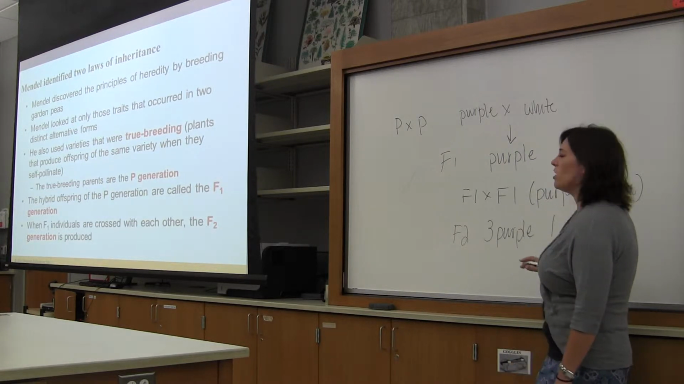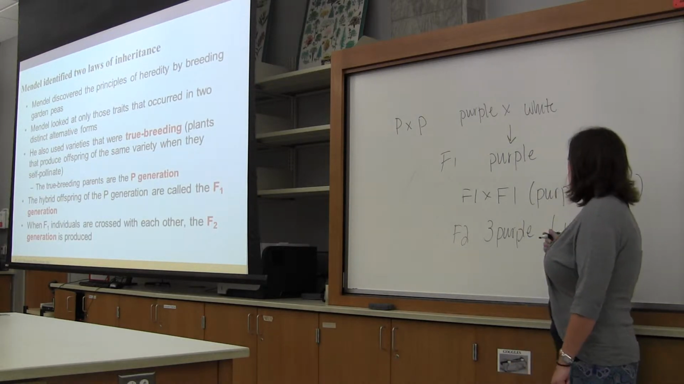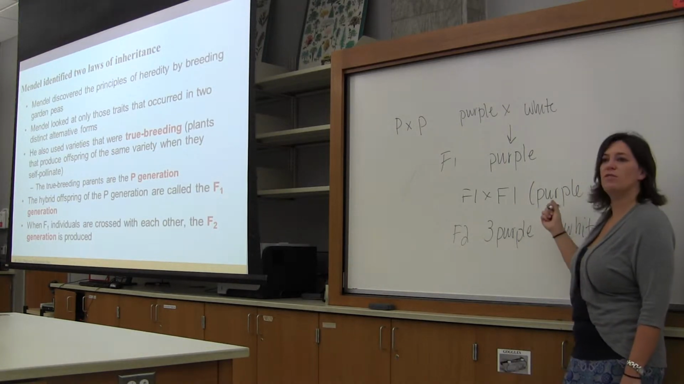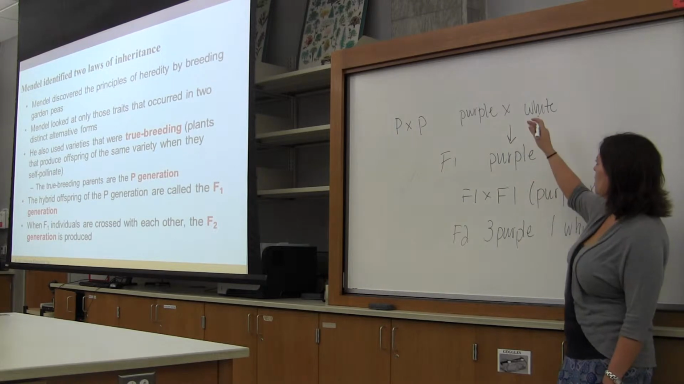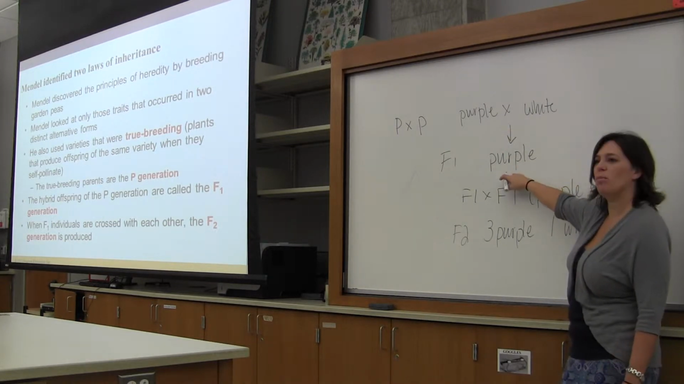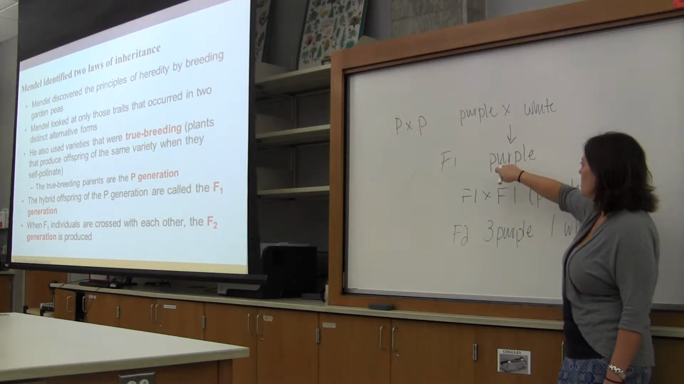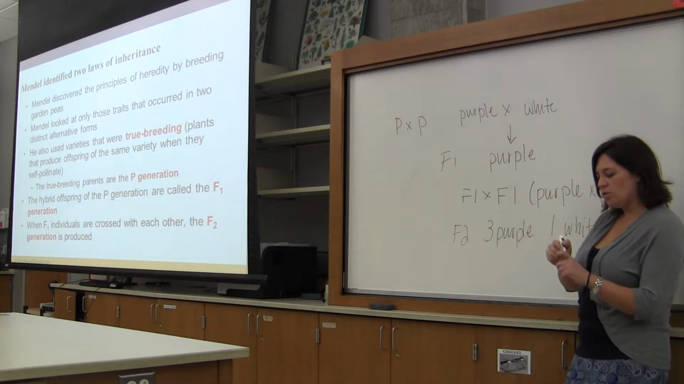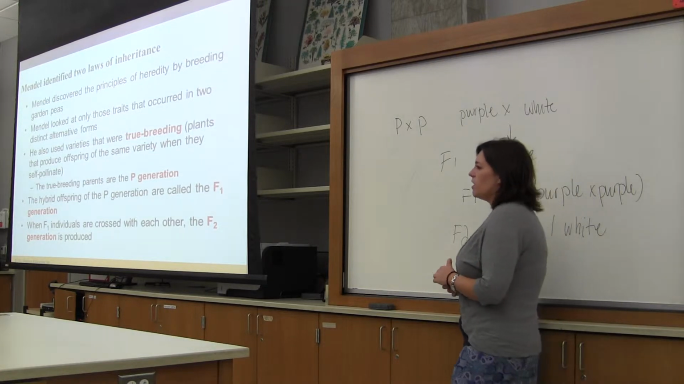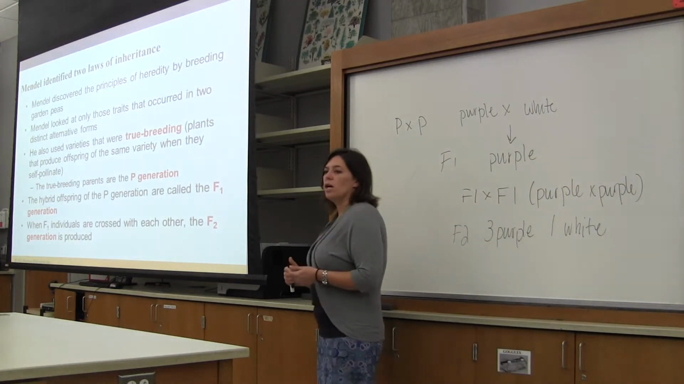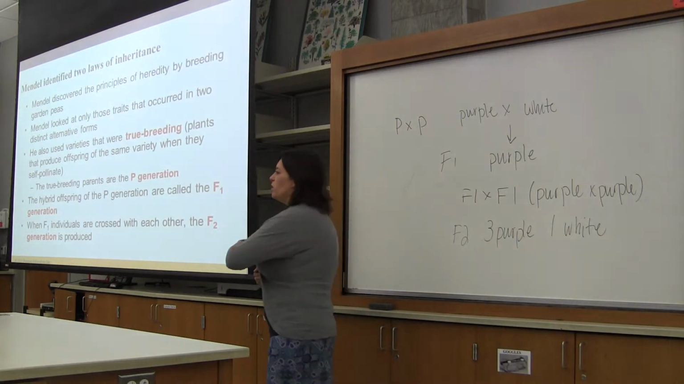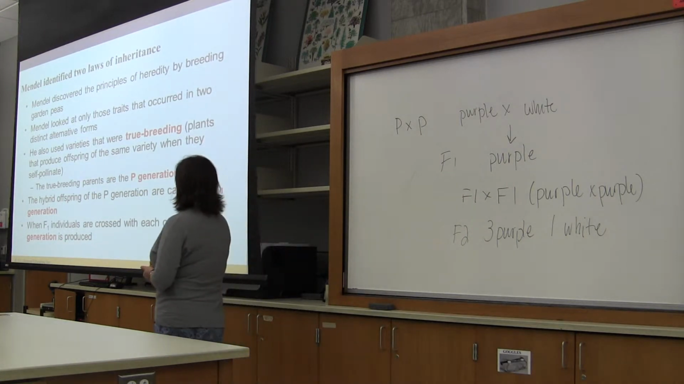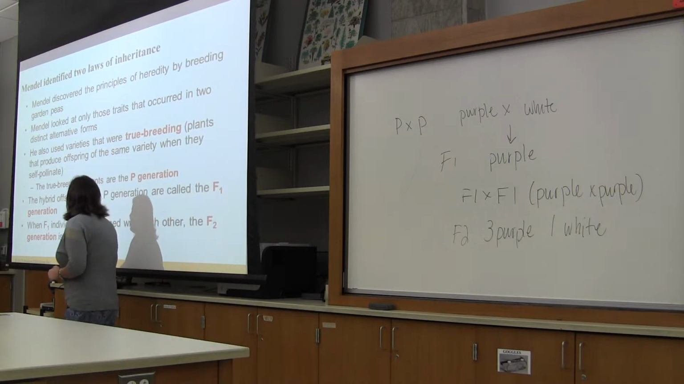And so this struck him as odd, because he was expecting to see only purple, because that's what he saw in the result of his first cross. When he crosses the purple and the white, he gets all purple. But then when he crosses that purple to that purple, he gets some white thrown in there. And so this led him to think that maybe there were various different traits that were contributing to an organism's genotype. And so he continued to do these different types of experiments.